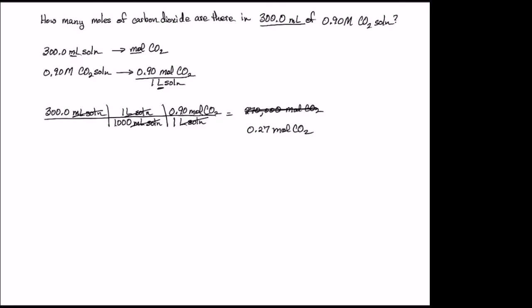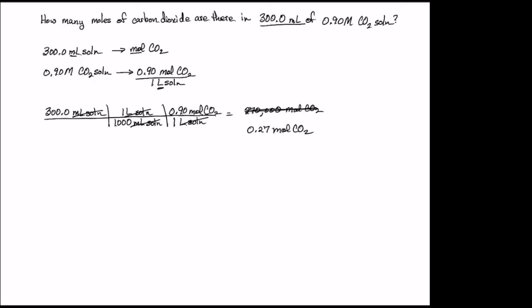Now this is multiplication and division. According to the rules of multiplication and division, your answer will have the same number of significant digits as the measurement with the fewest. 300.0 has 4 significant digits because zeros at the end of the number after the decimal are significant. The 1 liter of solution for the metric prefix conversion is an exact number, and therefore it has an unlimited number of significant digits. The 1,000 milliliters is also an exact number, and therefore has an unlimited number of significant digits. The 0.90 moles of CO2 from the concentration unit has 2 significant digits because zeros at the end of the number after the decimal are significant.